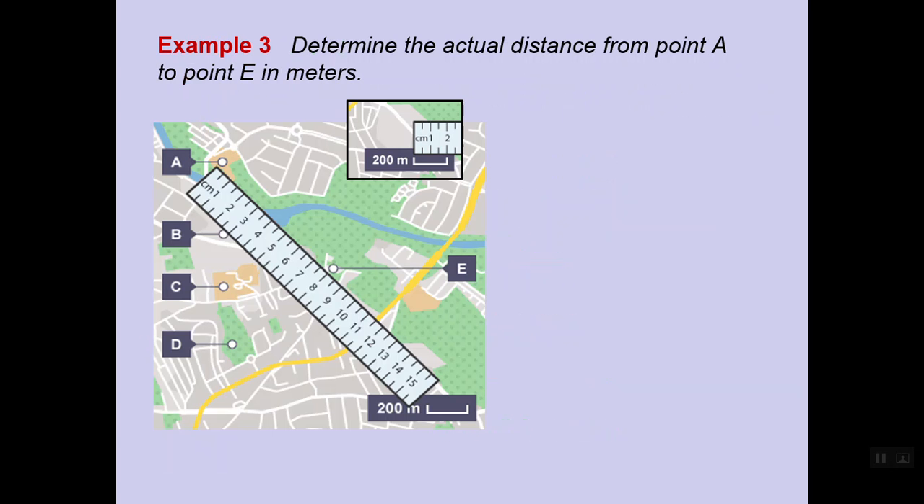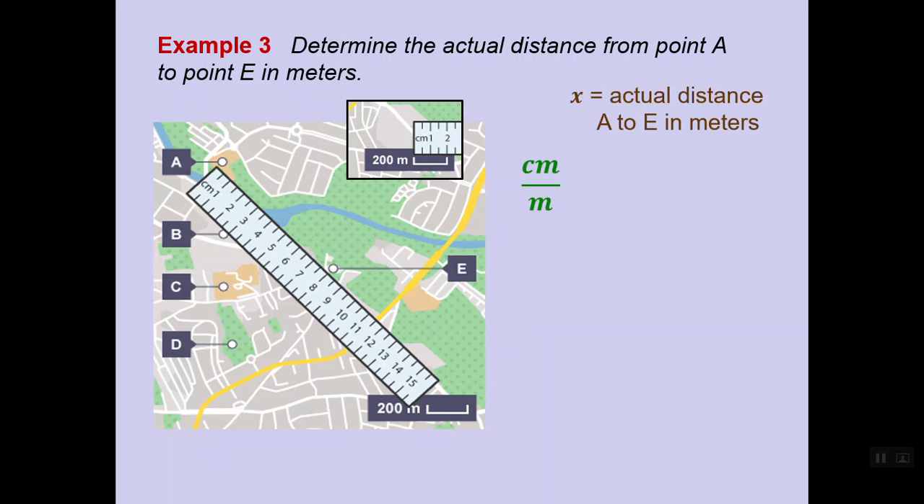All right, here's another example. Many of the examples we'll be doing involve the scale on a map. So you can see here is a map showing different points, and at the top is a close-up of the scale, and you can see that measuring the scale with a little ruler shows that 2 centimeters is representing 200 meters in real life. So what we don't know is the actual distance from point A to point E in meters. That's what the question is asking.